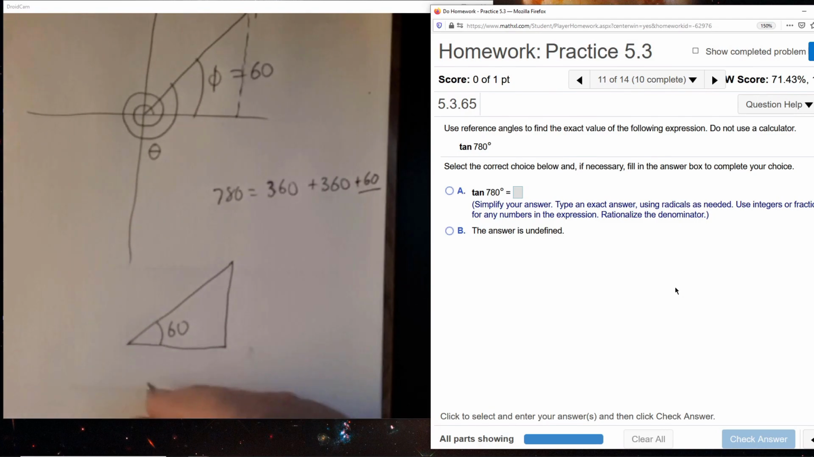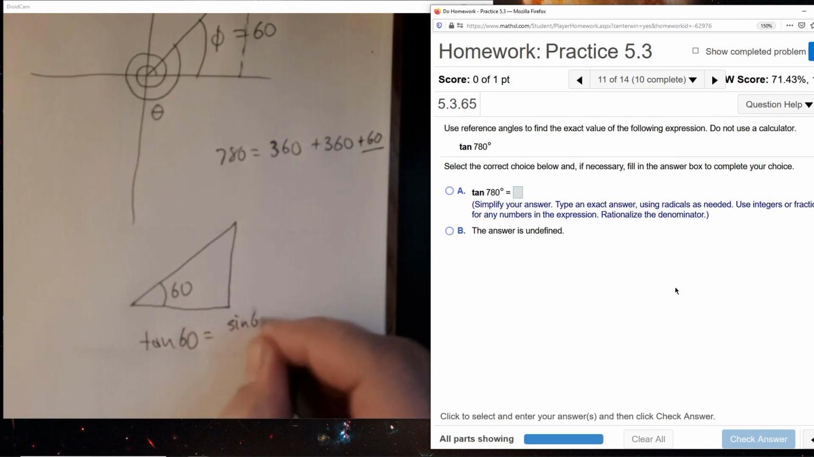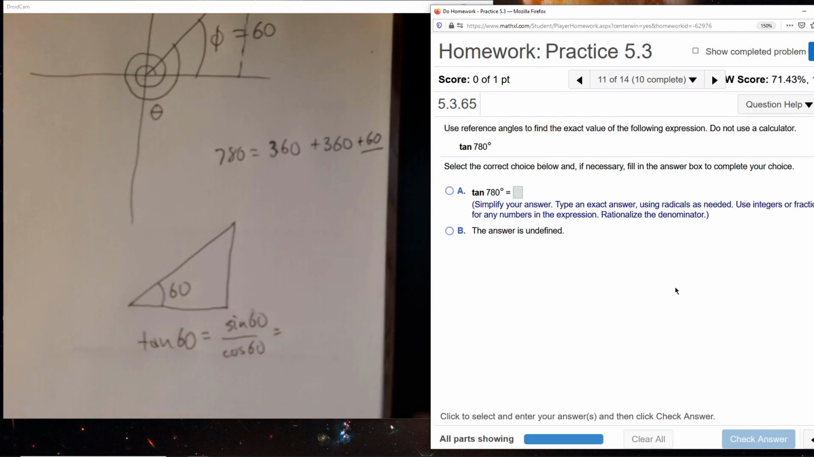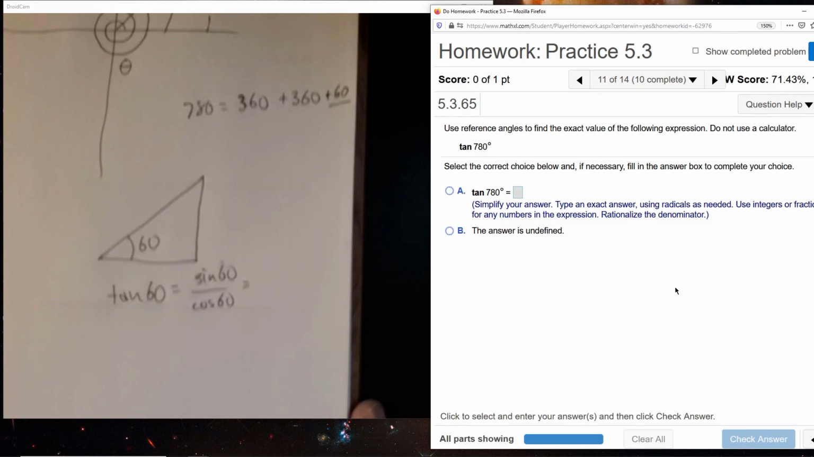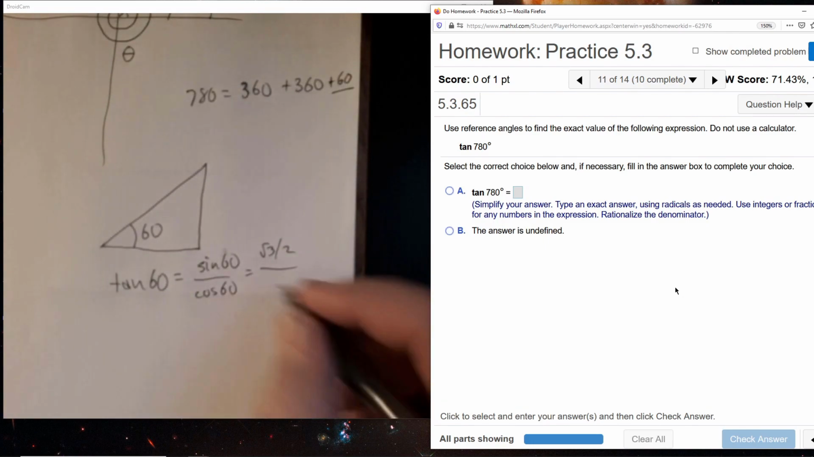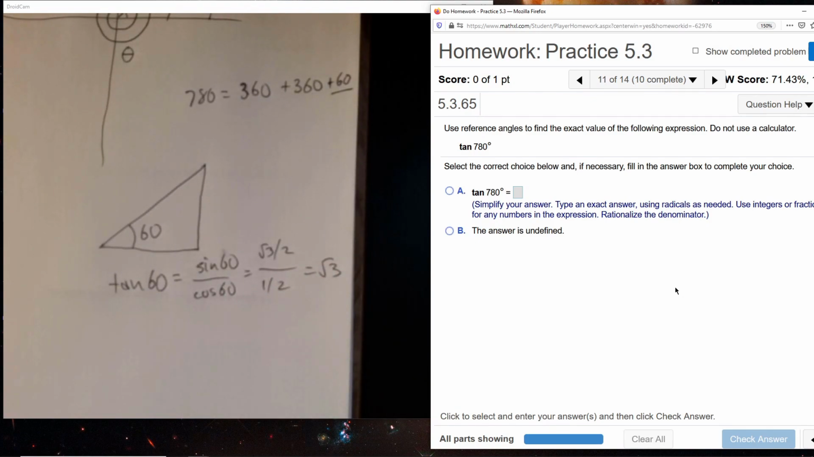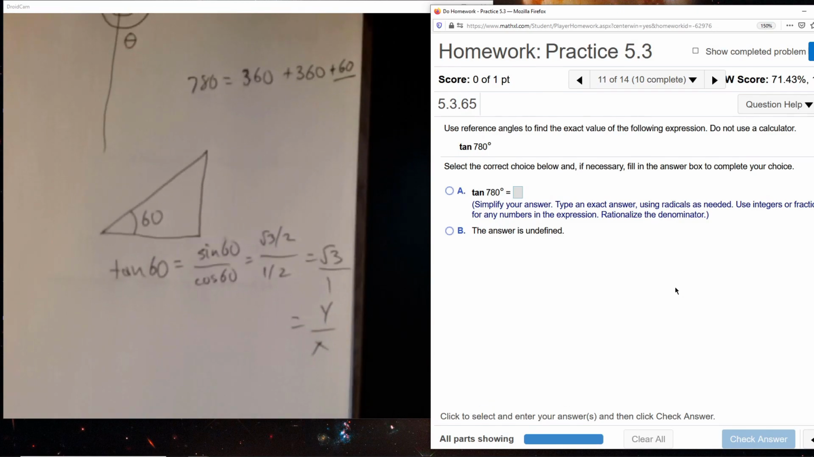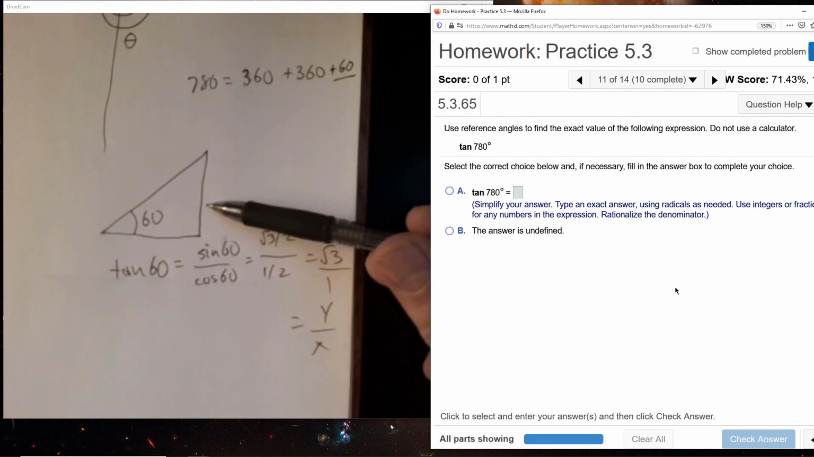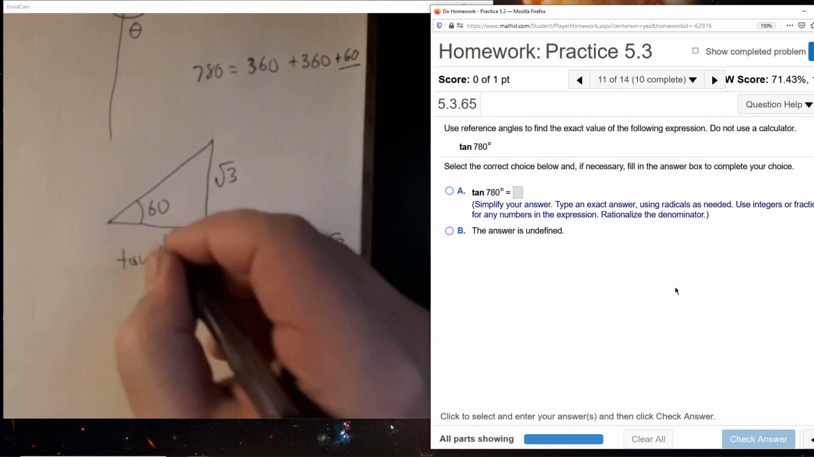And we're looking for tangent. So we know tangent is sine over cosine. And sine of 60 is square root of 3 over 2. Cosine of 60 is 1/2, which means we get square root of 3. And remember, this is square root of 3 over 1. And tangent is also y over x. And so going back to our picture, y is square root of 3 and x is 1.